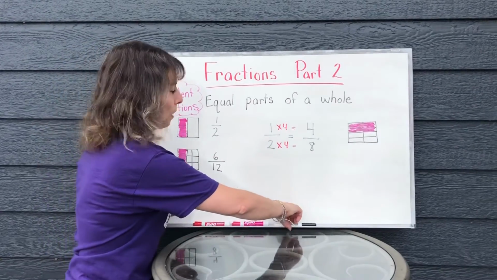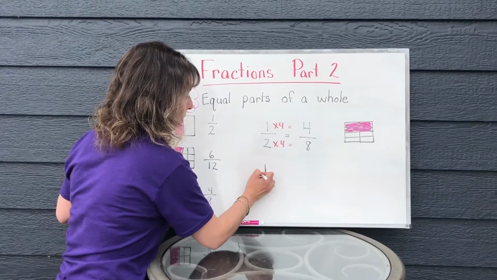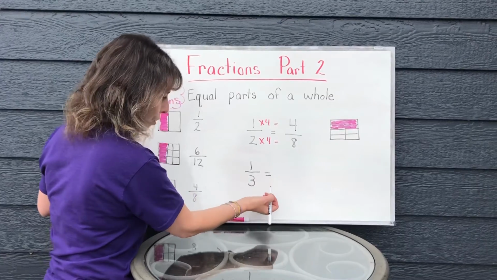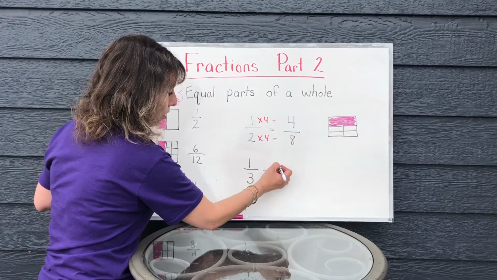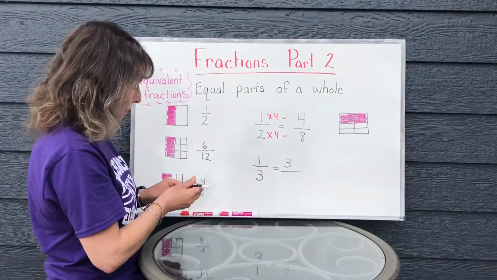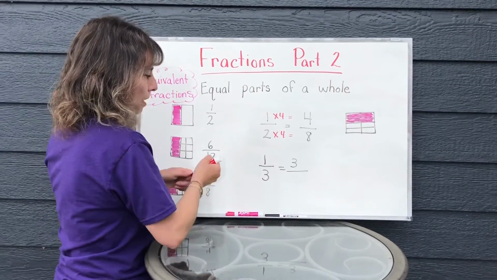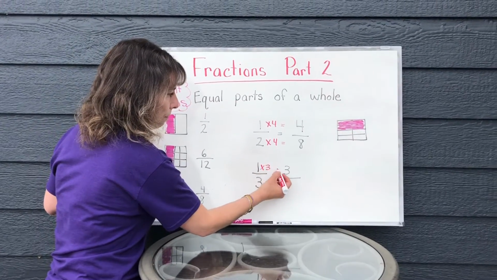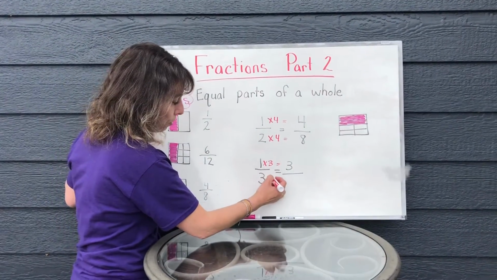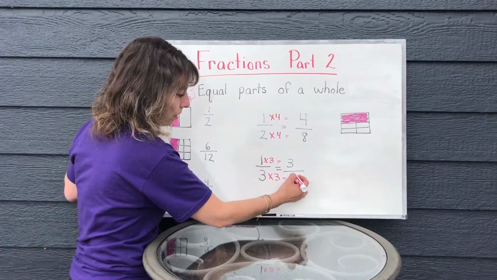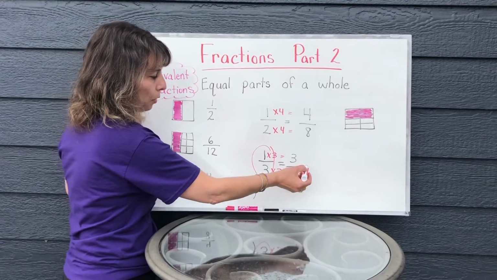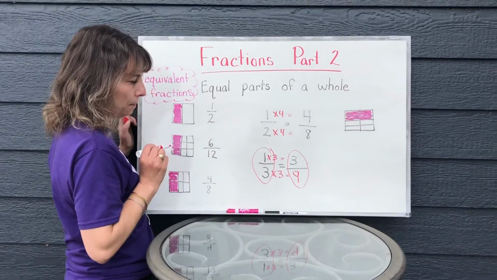So let's just do another one. So this time I'm going to do 1/3, and I'm going to write an equivalent fraction for that. Let's actually do 3 on the top. And let's figure out what this denominator is. So if I do it the same way, I'm going to do 1 times 3, because that equals 3. So whatever I multiplied on the top, I need to multiply on the bottom. So 3 times 3, and that equals 9. So 1/3 is an equivalent fraction to 3/9.